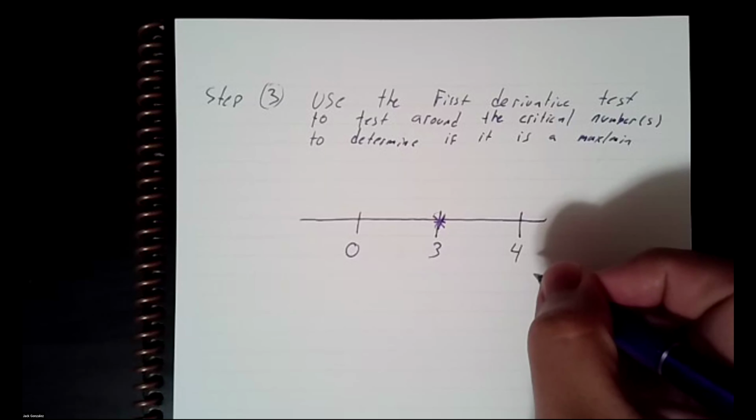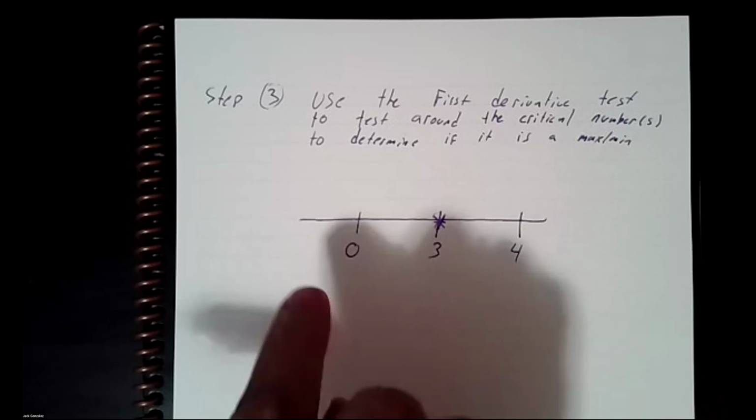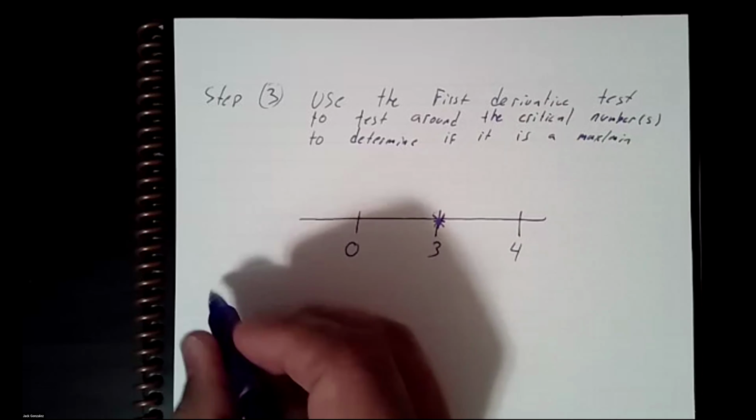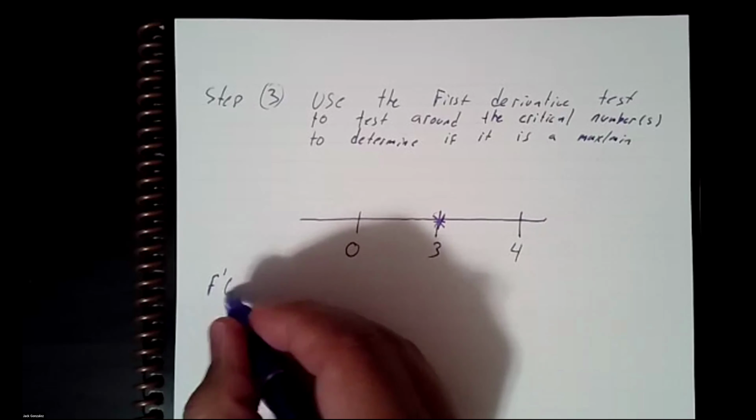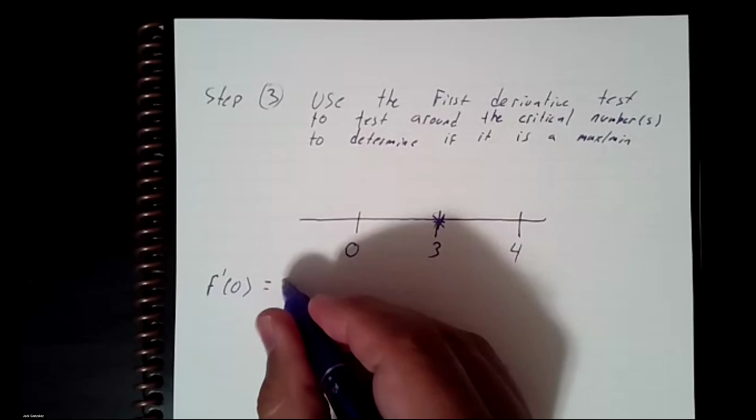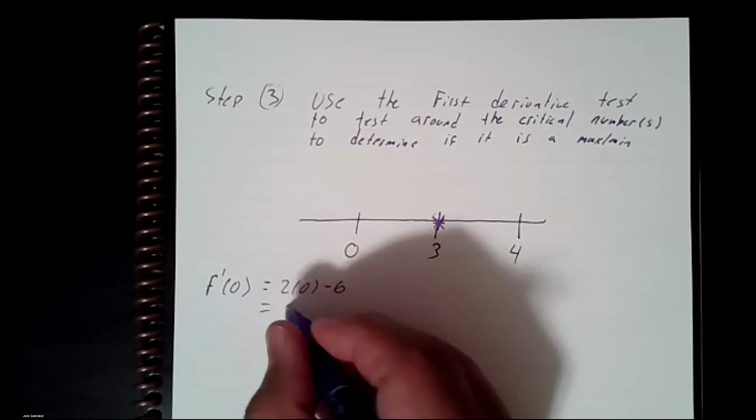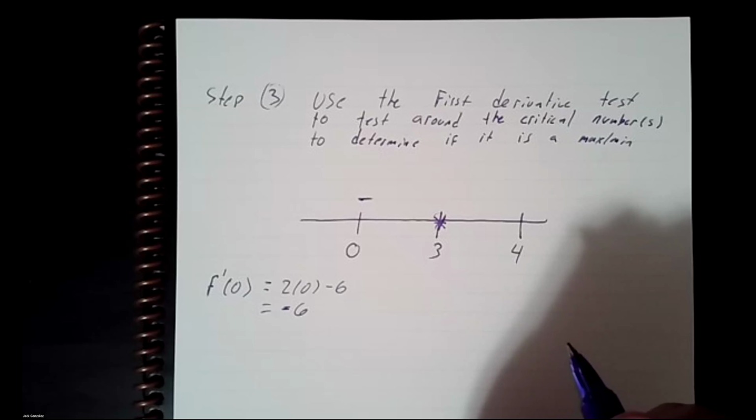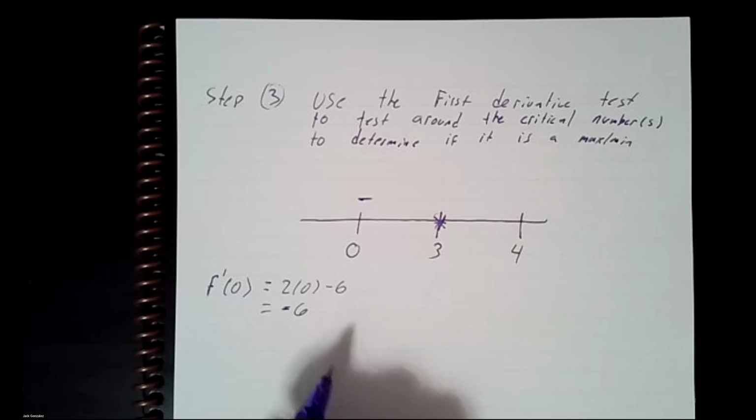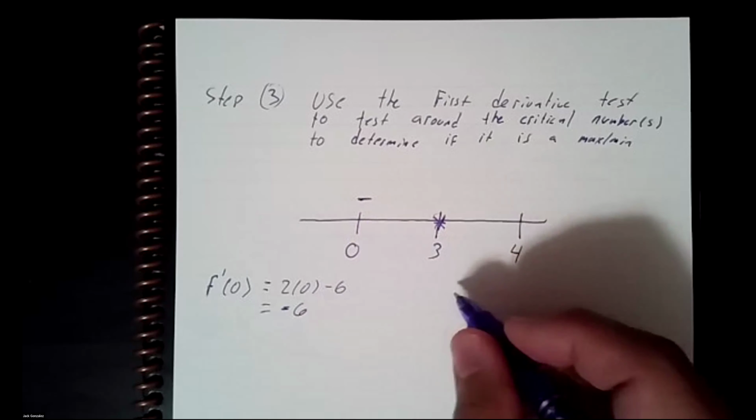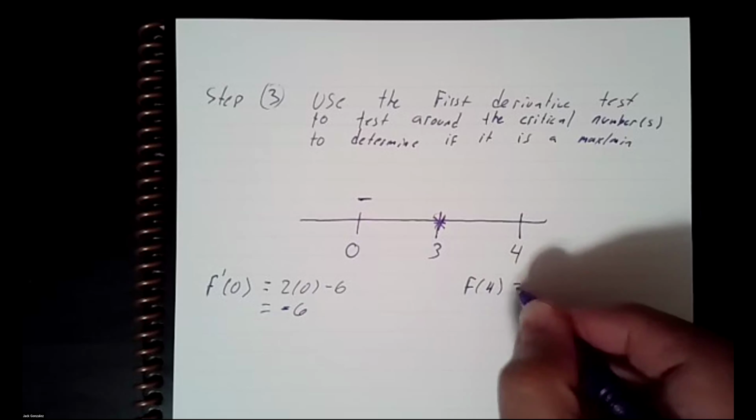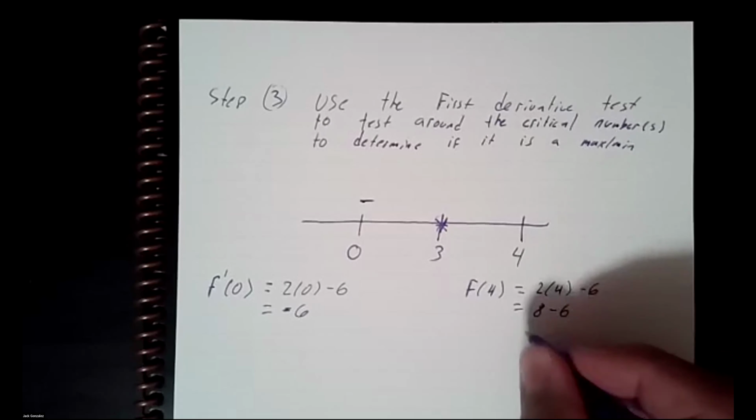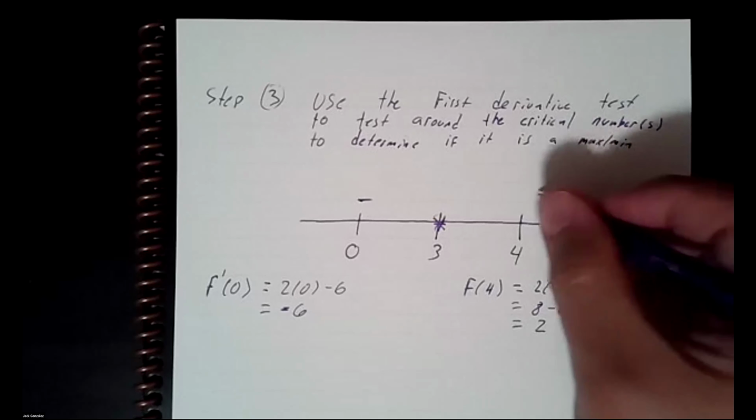So I'm going to choose easy numbers. 0 and 4, I guess. And find out, is the derivative negative here? And is it negative or positive there? Okay. So plug in 0 into the derivative, which will be 2 times 0 minus 6. This is a negative number. So I'm negative right here. So now find out what's going on at 4. F prime of 4 is equal to 2 times 4 minus 6, which is 8 minus 6, which is 2. So over here, we're positive.